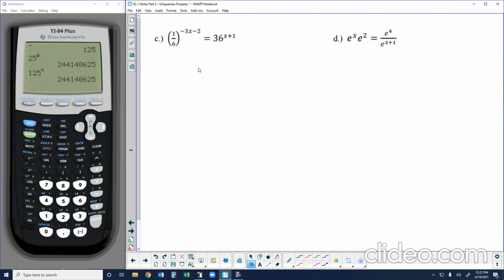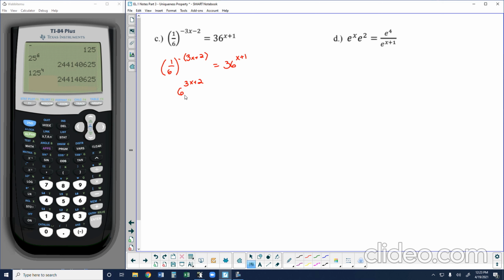What I could write this as is 1/6 to the -3x plus 2 power. Getting rid of the negative from both of the terms in the exponent, or factoring out that negative. And now I can apply the -1 to the 1/6. So this would be 6 to the 3x plus 2 power. Remember, that negative would take the reciprocal of the fraction, which would be 6/1.